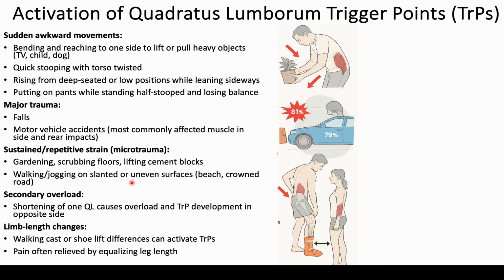Activation of quadratus lumborum trigger points can be caused by anything: bending, reaching, quick stooping, sudden awkward movements, raising from a deep-seated low position, leaning sideways, putting on pants while standing. This is a very common one.